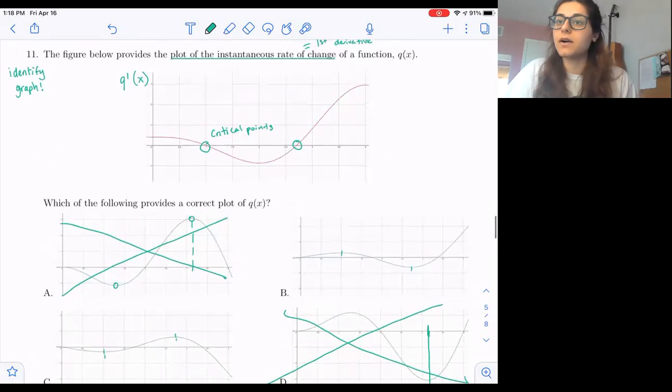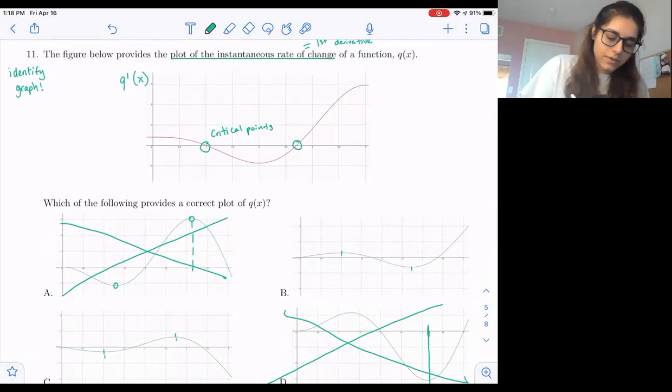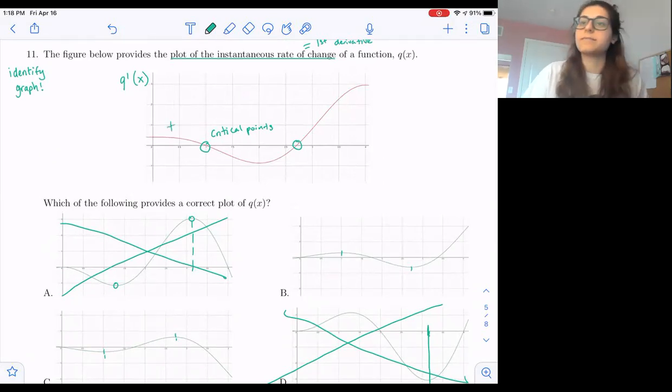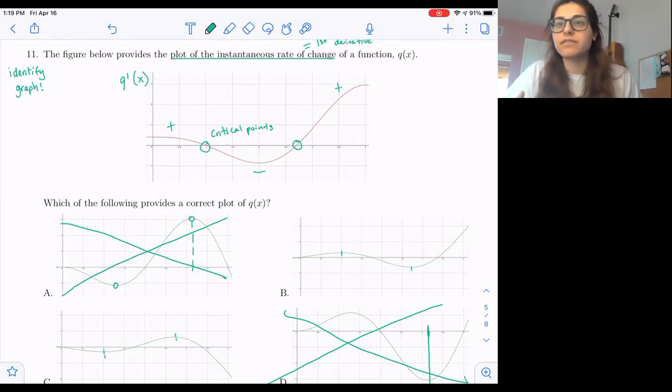All right, so now we want to see, do we have a minimum or maximum at 1, and do we have a minimum or maximum at 2.7? So we can actually find this straight from the graph because we know when it's above the x-axis, our slope is positive. When it's below the x-axis, the slope is negative. When it's above, it's positive. So it's kind of like we're using the first derivative test on the graph itself.